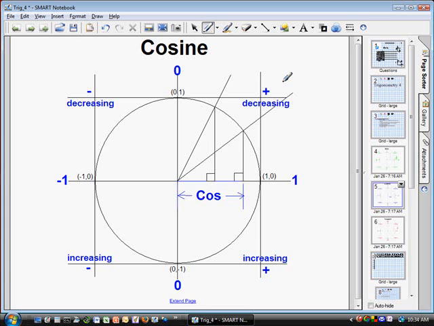Okay? Now, as this triangle goes up, what's going to happen to cosine? Isn't it going to be shrinking? So right off the bat, cosine is decreasing. It starts at 1, it's getting smaller, and when we get up to here, this horizontal coordinate has shrunk to 0. Hence, cosine of pi over 2 is 0.